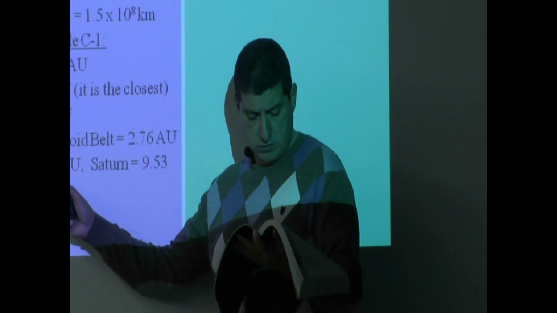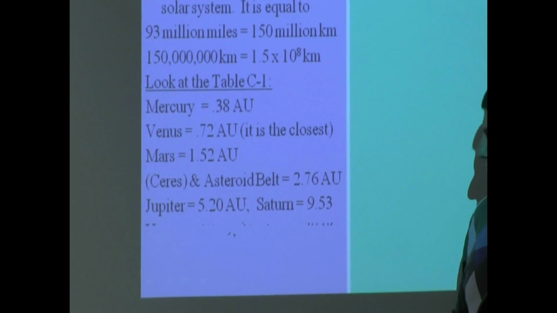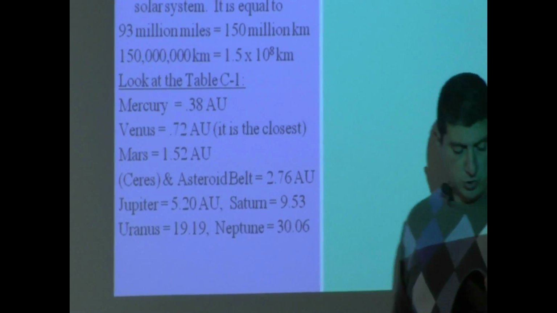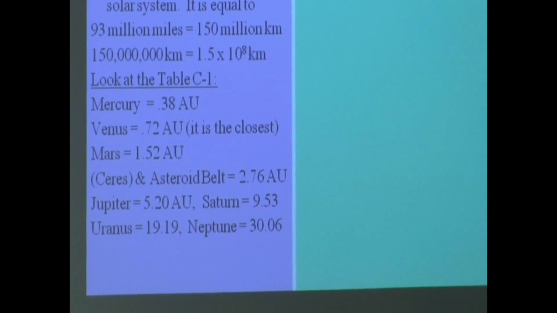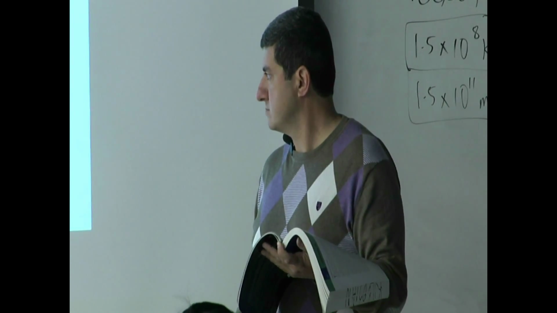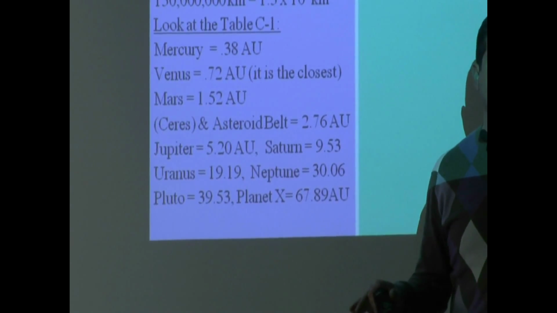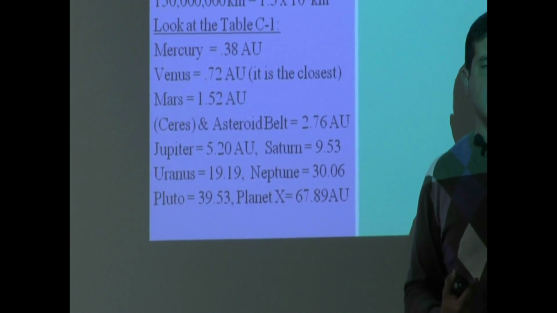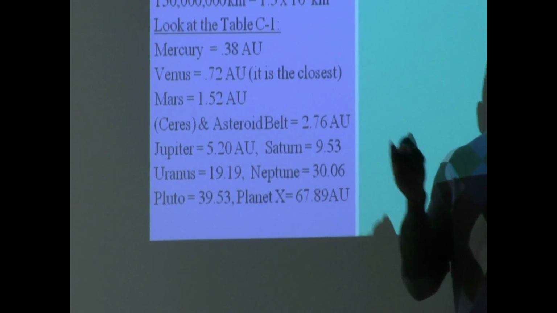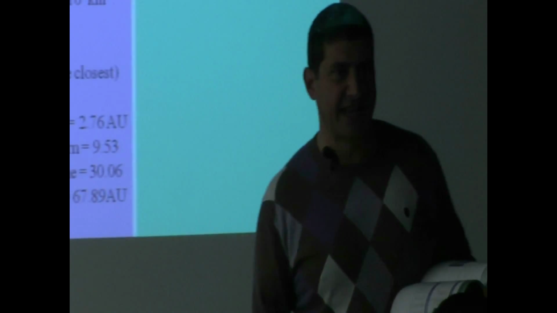Jupiter, 5.2 AU. Saturn, 9.5 AU. Uranus, 19.19 AU. Neptune, 30 AU. Up to Neptune is where we've kind of ended the planets. Remember, we used to call Pluto a planet, but now it's been demoted to the status of dwarf planet.